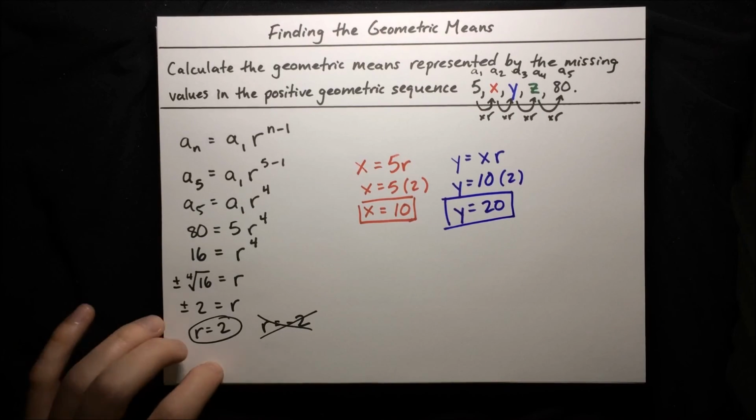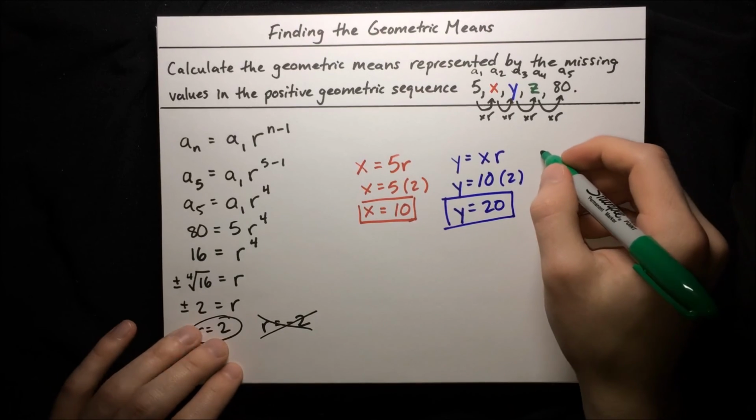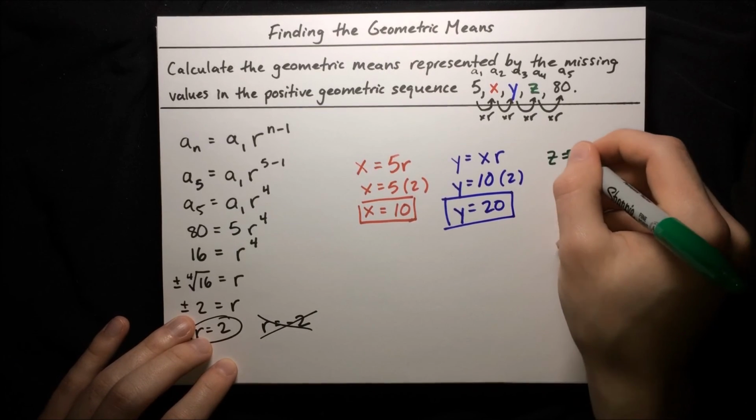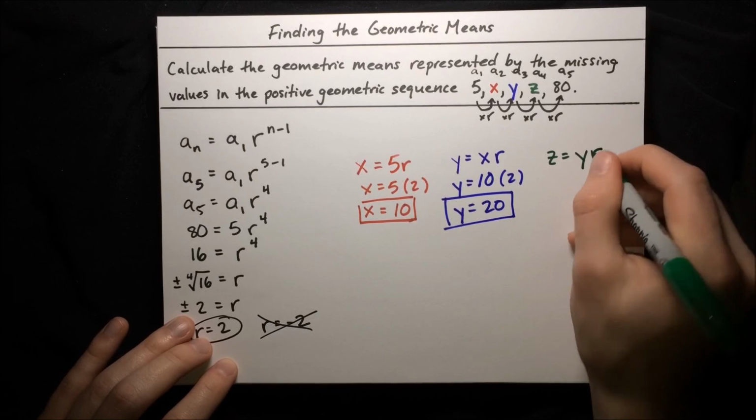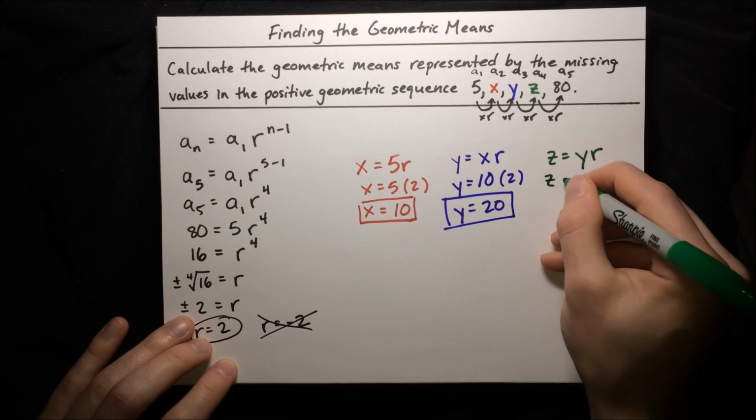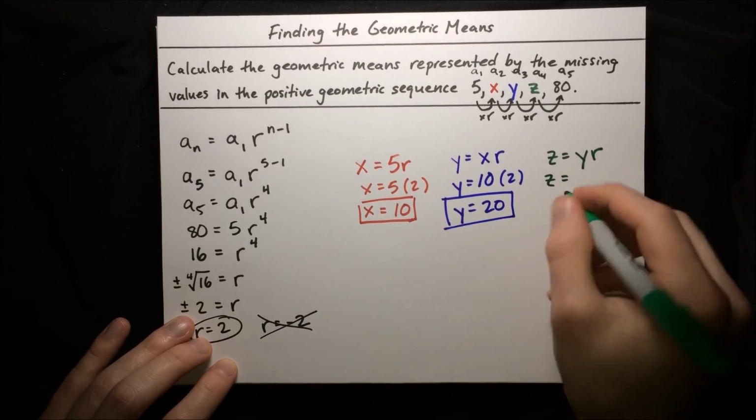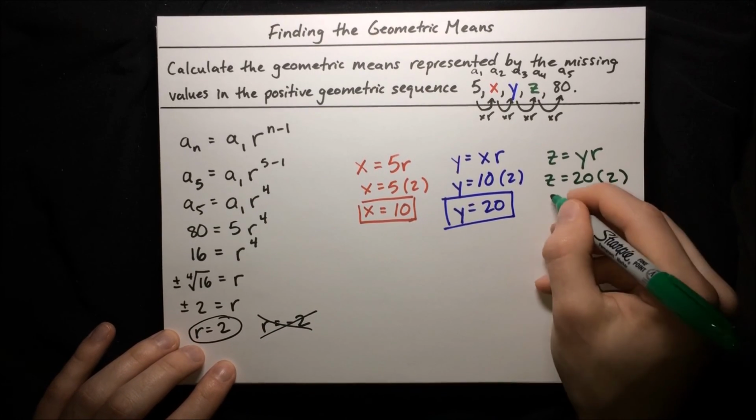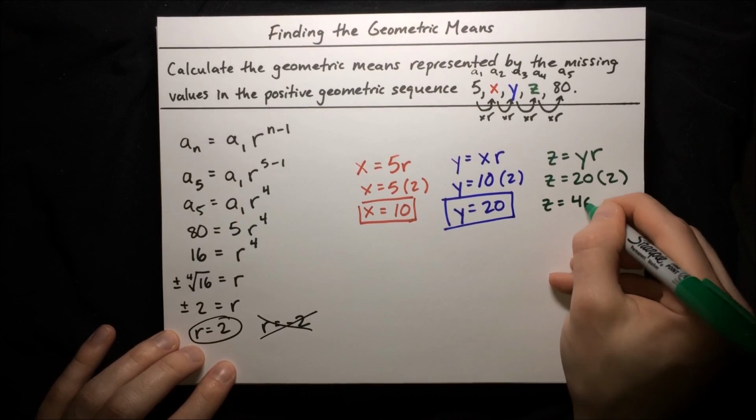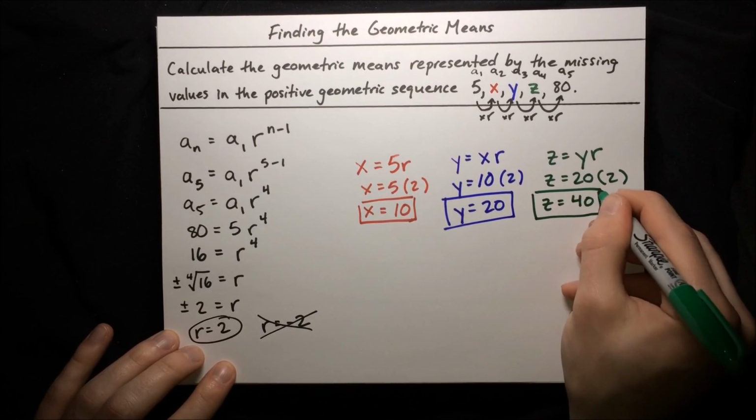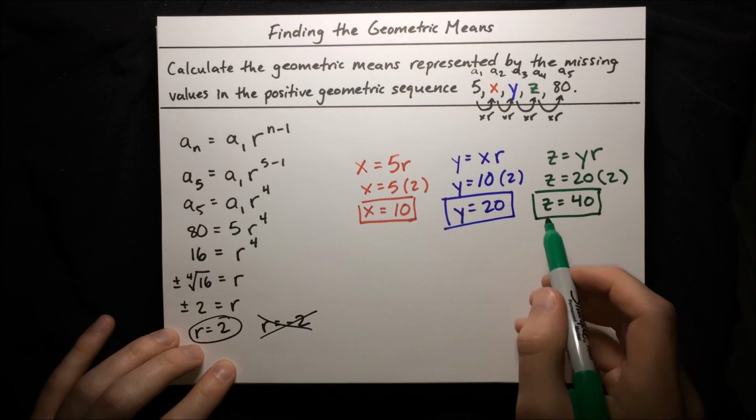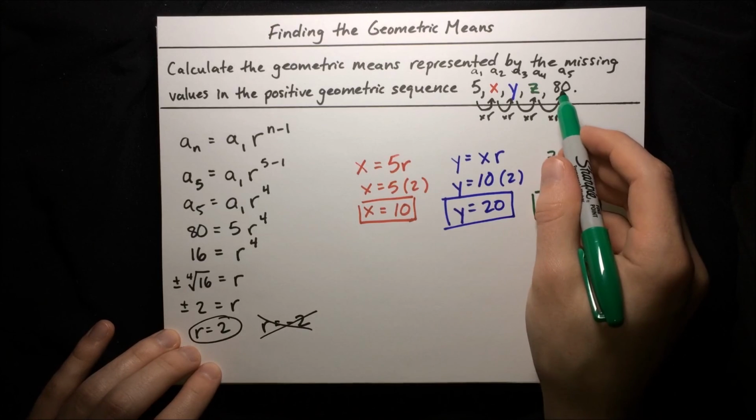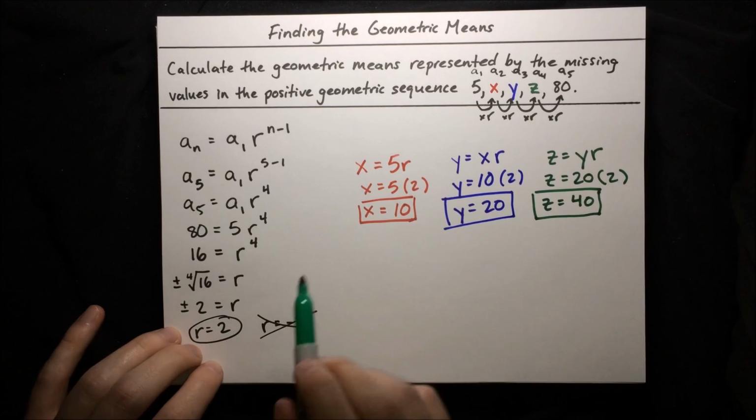And then z again is just r times the previous term. So z is previous term y times r, and so let's write that down. Z equals, well, y we just solved for, that's 20, and then r we know is 2, so 20 times 2, so z is just 40. Okay, that makes sense. And then just to double check ourselves, z times r should make 80, and indeed 40 times 2 makes 80. So yeah, we can be sure that we're correct.